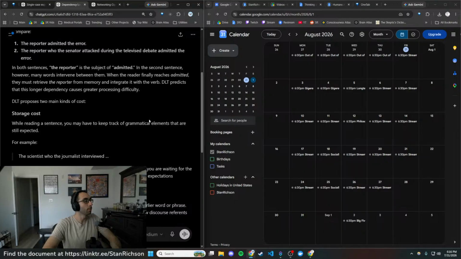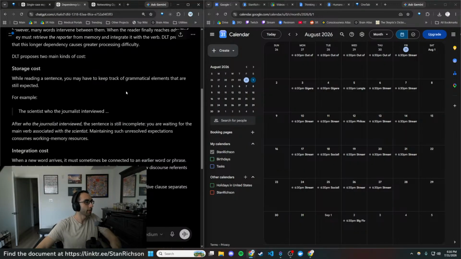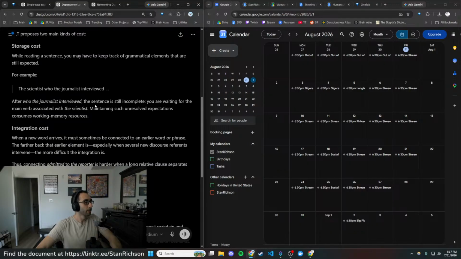DLT proposes two main kinds of cost. So there's storage cost. While reading a sentence, you may have to keep track of grammatical elements that are still expected. For example, the scientist who the journalist interviewed. So after who the journalist interviewed, the sentence is still incomplete. You are waiting for the main verb associated with the scientist. Maintaining such unresolved expectations consumes working memory resources.